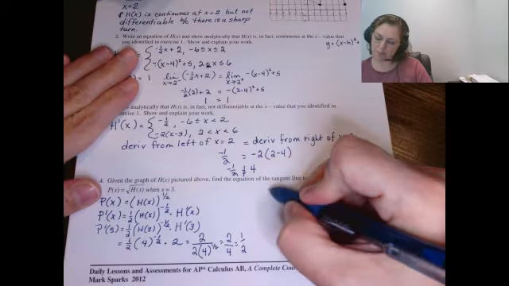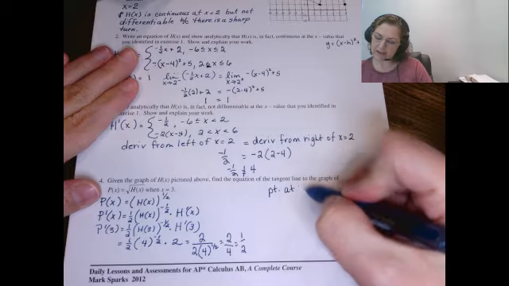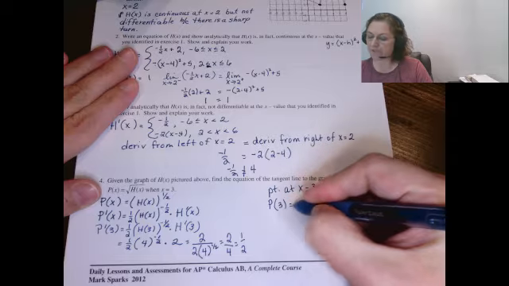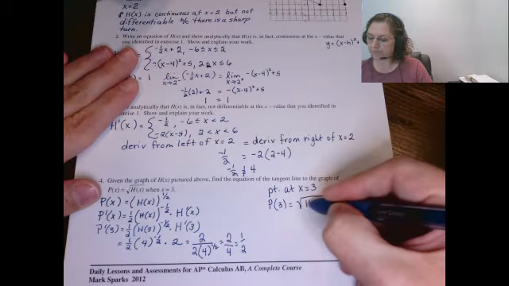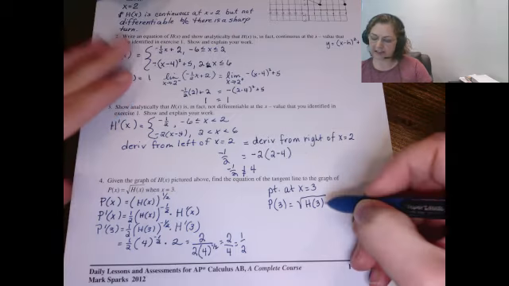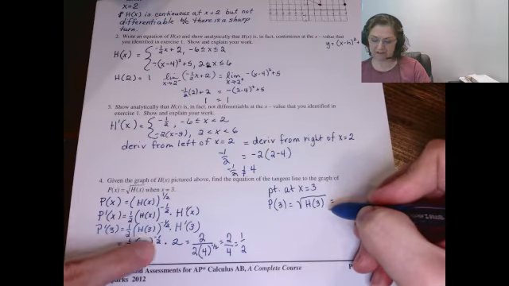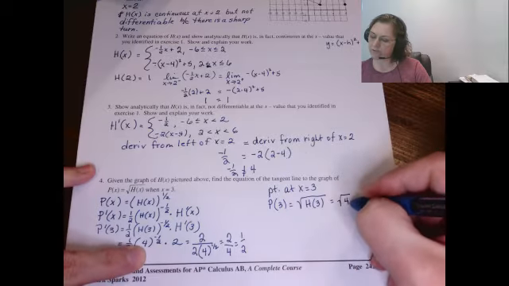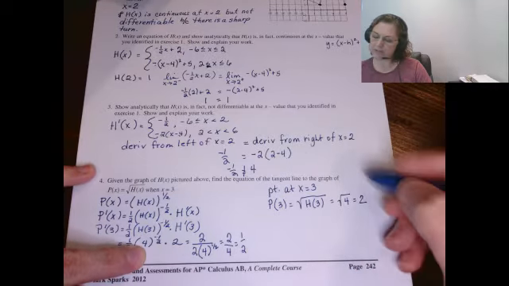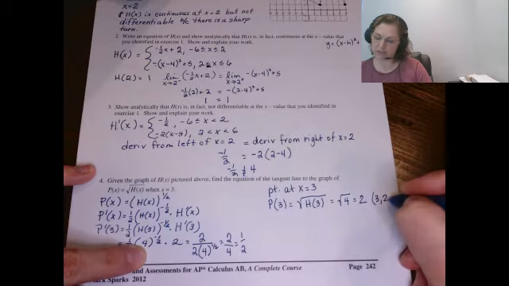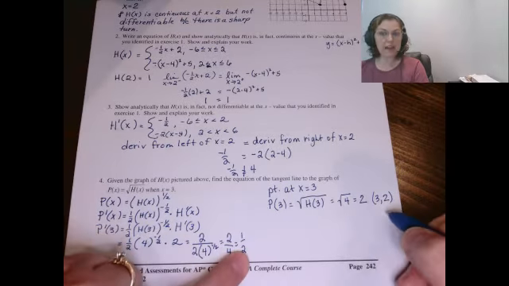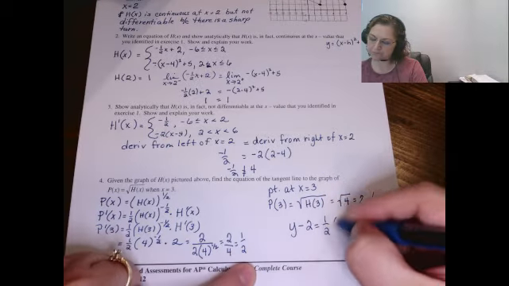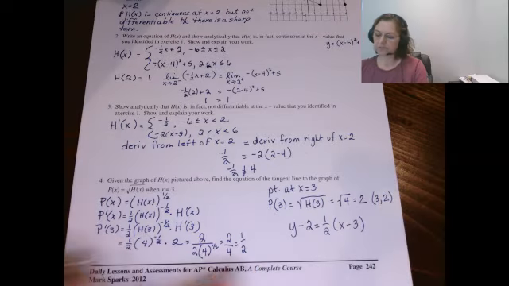Now let's find the point. So we need the point at x equals 3. Well, I'm going to put that into my function p of x. Now, h of x, h of 3, we already found was 4. So I've got square root of 4, which is 2. So I've got a point at 3, 2. Now I've got a slope and a point. I can write the equation for the tangent line. There we go.